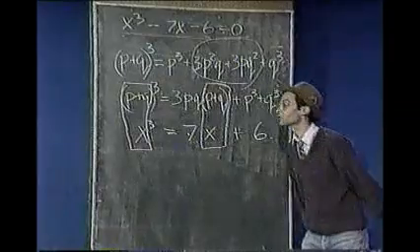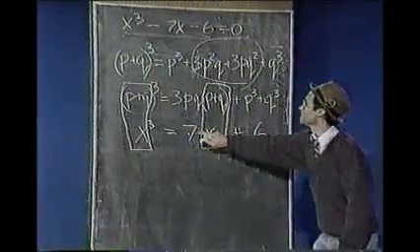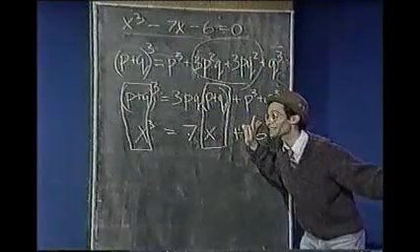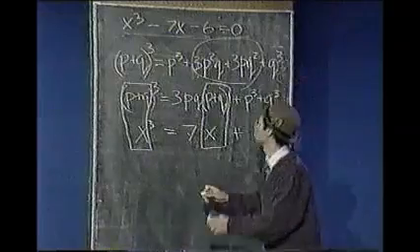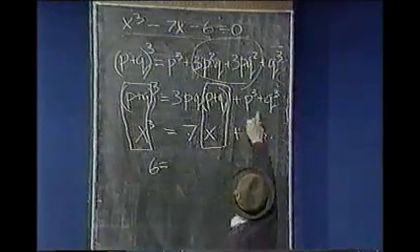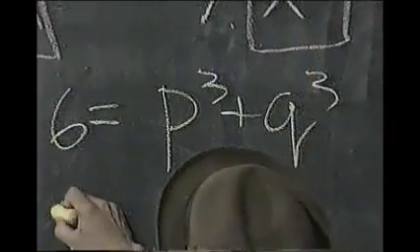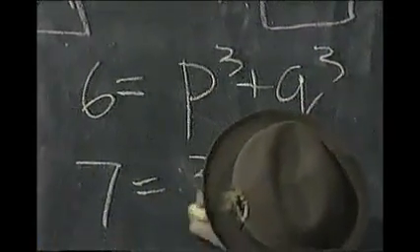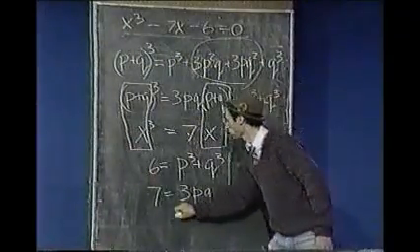What is left over? 6 has to be p cubed plus q cubed. 7 has to be 3pq. Okay, now that's my bottom line. This is what I got to. Now write those equations. 6 equals p cubed plus q cubed. And 7 equals 3pq. Okay. This is what I got to solve now.